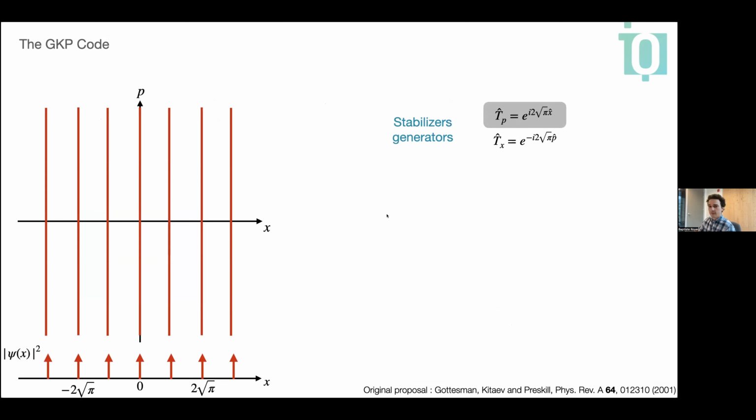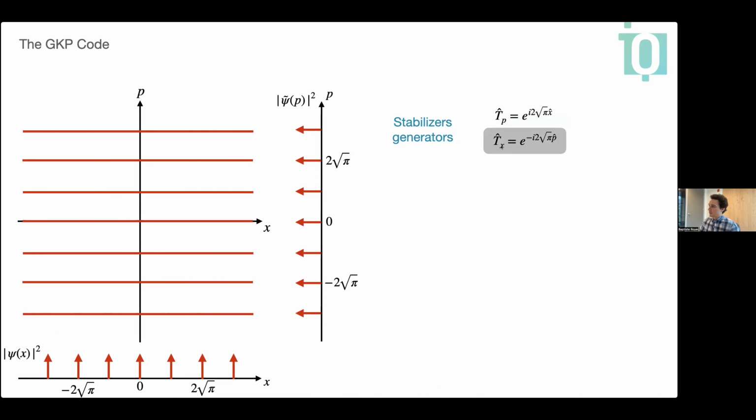So what do the wave functions look like? To think about this, you can look at these two translation operators. We know that translations in momentum are generated by position, and so eigenstates of that operator will be eigenstates of position. If we want the +1 eigenspace, then it will be all the position eigenstates at multiples of square root of pi. In phase space, we represent them by infinitely squeezed states, so vertical lines at all multiples of square root of pi.